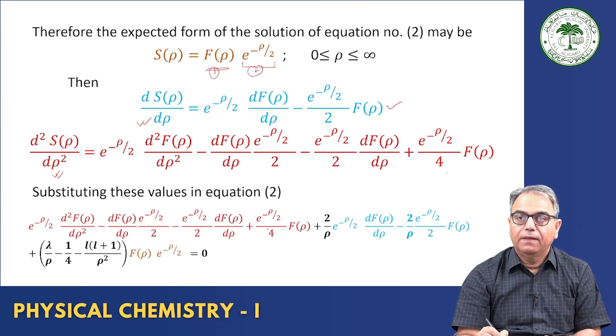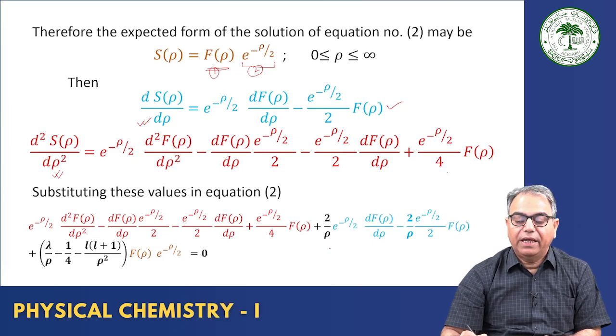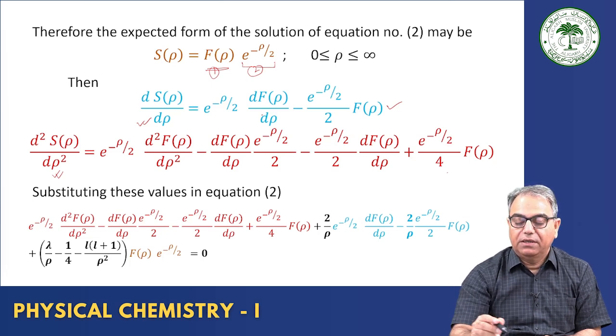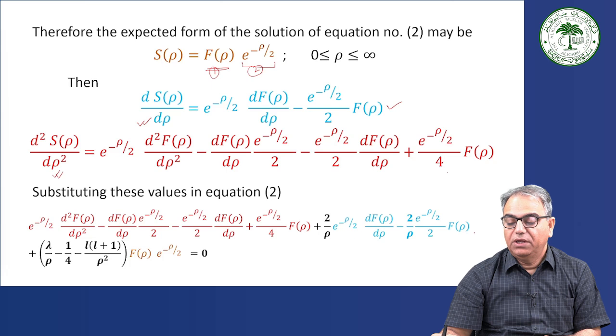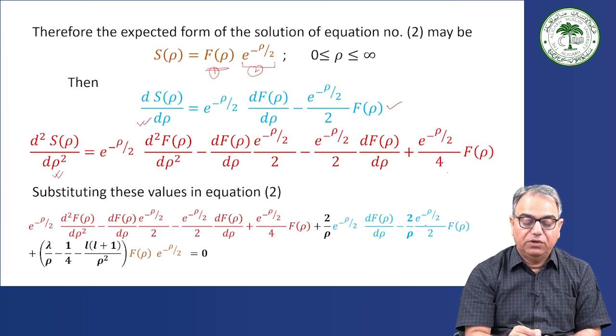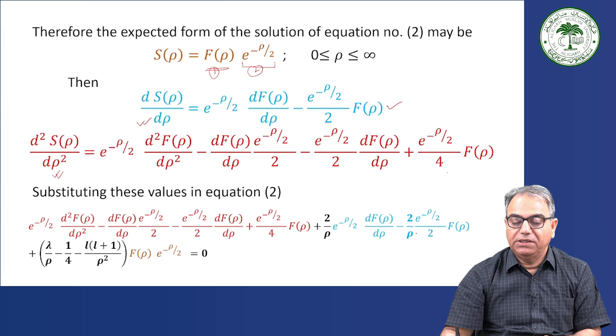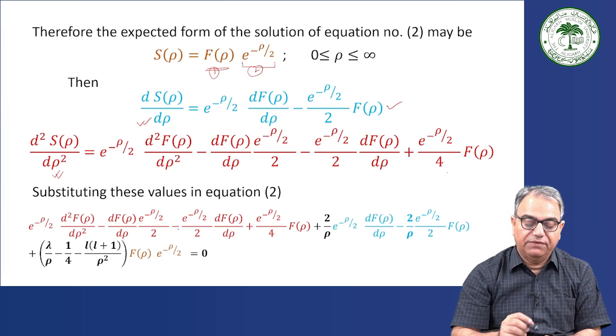Then you have 2 divided by rho and ds rho divided by d rho. So, ds rho divided by d rho is this blue part: exponential minus rho divided by 2, df rho divided by d rho, minus exponential minus rho divided by 2 into f rho divided by 2, times 2 divided by rho. So, this is your d square s divided by d rho square, and this is your ds divided by d rho, the first differential and second differential. The rest of the equation is the same.